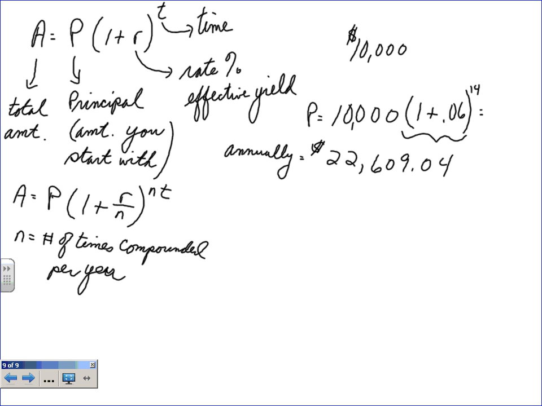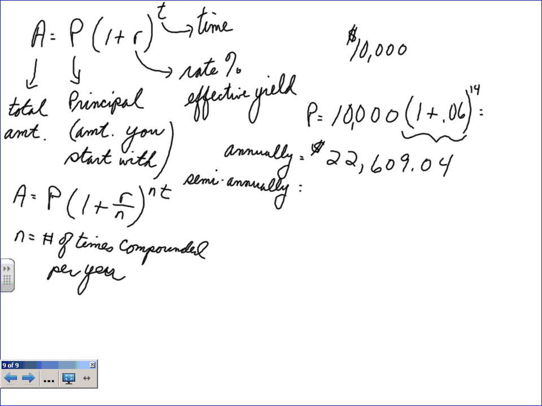Now, without putting this into your calculator, what is your best guess for how much money? If it's compounded annually, you're going to make $22,600. Compounded semi-annually, what's your best guess? What do you think, Sean?